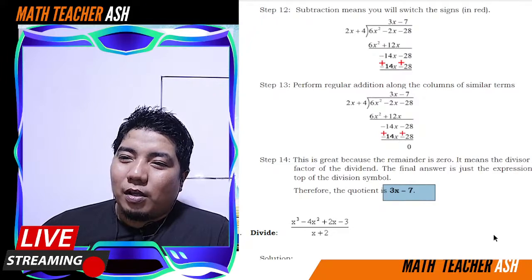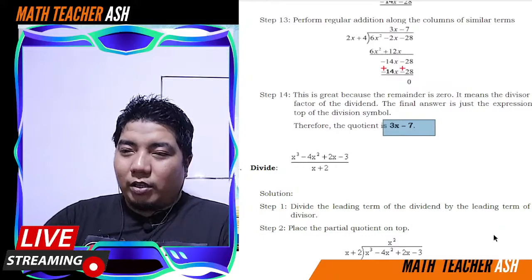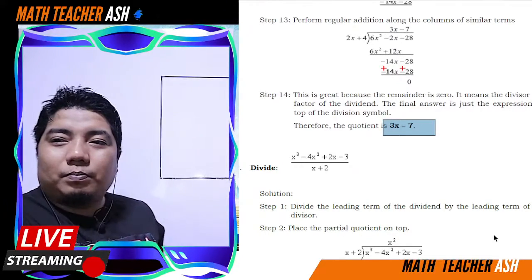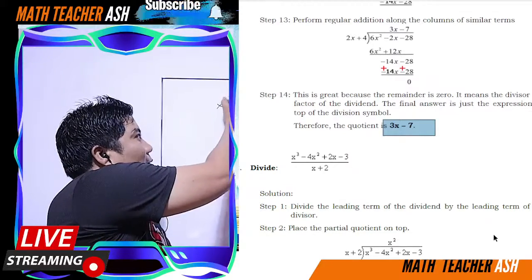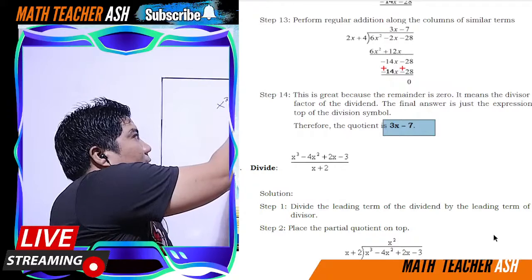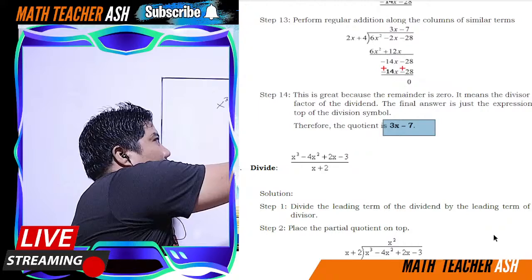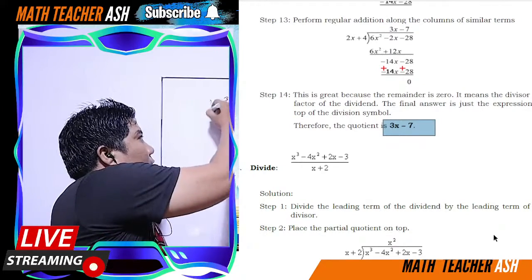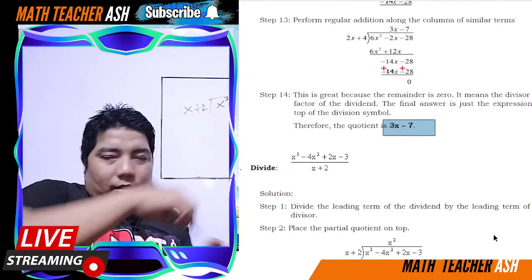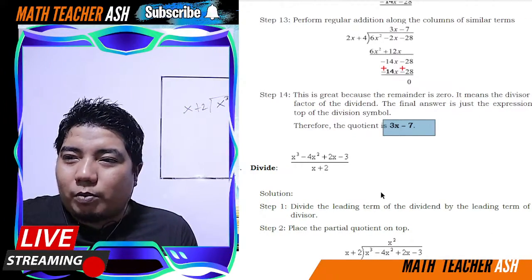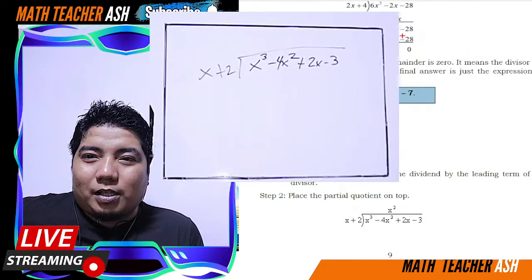Alright? So, Sir Ash, can you show us na parang step by step? Okay, so ganito. Let's consider example number 2. x cubed minus 4x squared plus 2x minus 3, divided by x plus 2. Alright. Okay, let me show you our whiteboard. So, let's try to divide this one. Okay. So, sabay kayo sa akin, my dear math learners.